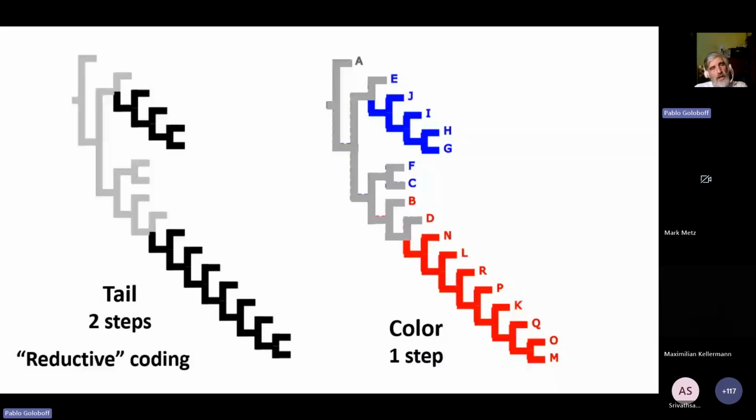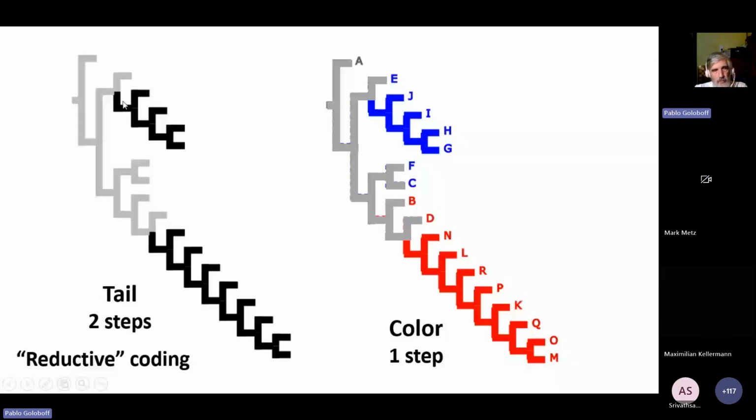If you check what happens with reductive coding, some paradoxes arise. Because remember, that would be two separate characters, right? So if you have this tree, the black color here indicates presence of tail.